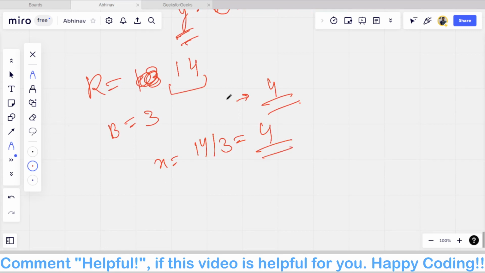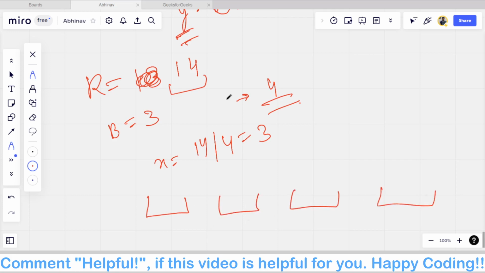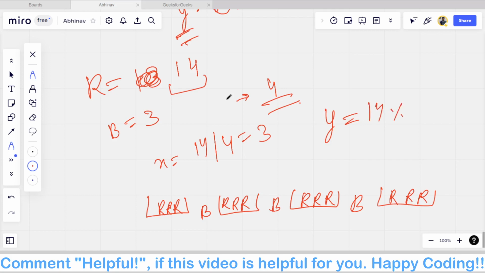Sorry, x is equal to 15 by, not 3, it is 15 by 4, because we have to divide by b plus 1. So it is 3. So there will be 4 partitions, each of size 3. There are 3 r's in each, and between these partitions there is a b. But there are 2 r's remaining. You can see that the mod is 2. There are 2 r's remaining.